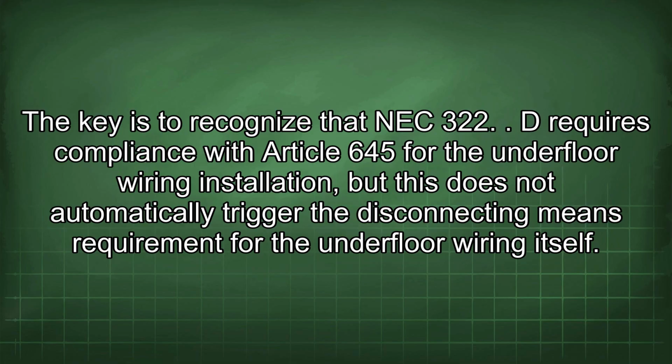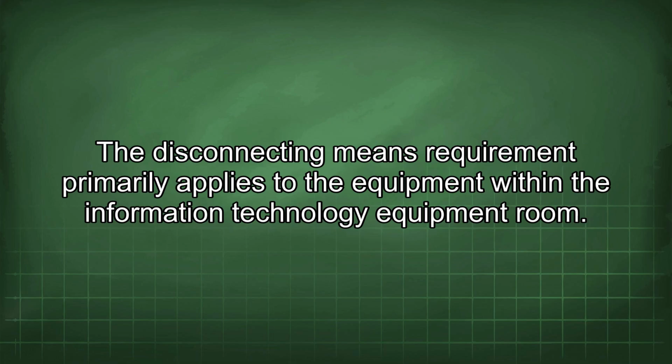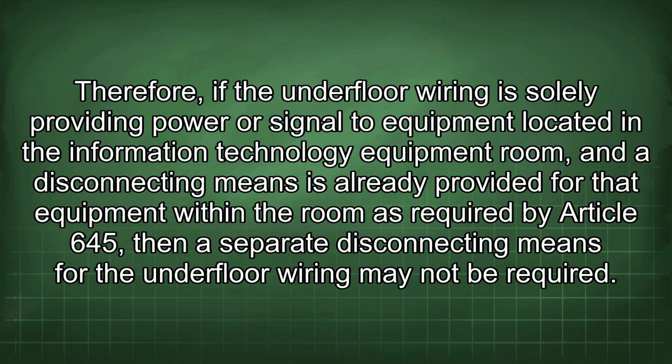The key is to recognize that NEC 322.D requires compliance with Article 645 for the underfloor wiring installation, but this does not automatically trigger the disconnecting means requirement for the underfloor wiring itself. The disconnecting means requirement primarily applies to the equipment within the information technology equipment room. Therefore, if the underfloor wiring is solely providing power or signal to equipment located in the information technology equipment room, and the disconnecting means is already provided for that equipment within the room as required by Article 645, then a separate disconnecting means for the underfloor wiring may not be required.